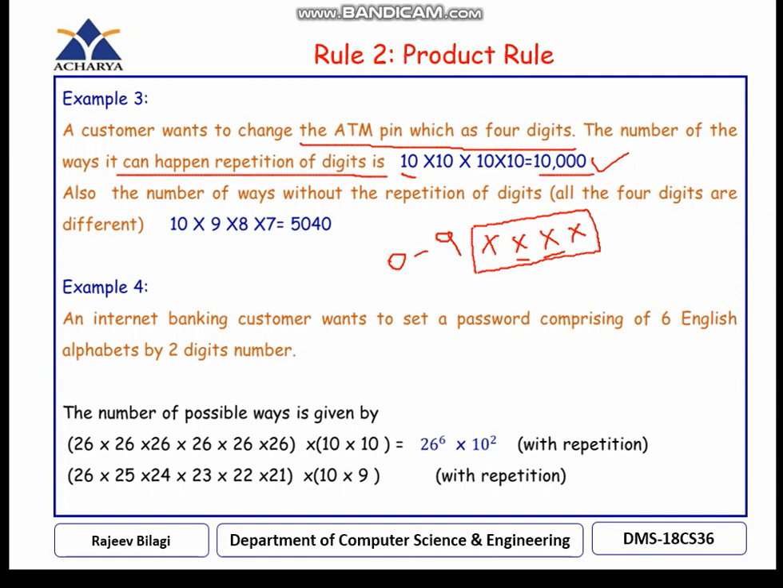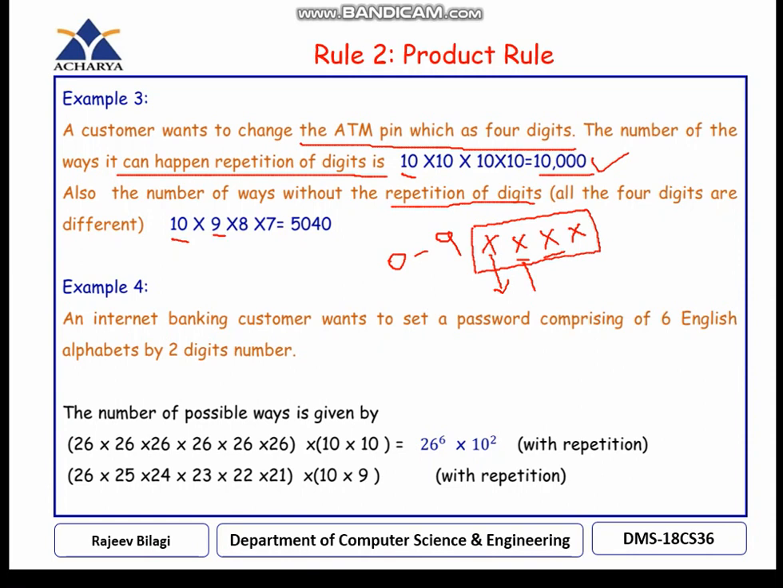Now at the same time, the number of ways without repetition: when I say without repetition, for the first number you have options of 10 numbers. So in that case, you have taken one number already, so the number of remaining digits will be 9. So I have taken 9 here.